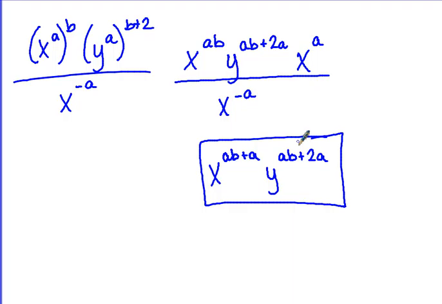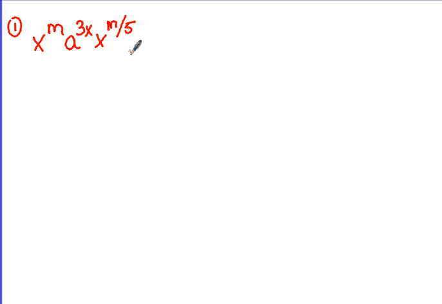I'm going to write 2 more examples on the board. One is just strictly using like bases, and the other one is raising a power to a power. So go ahead and work these 2 out on your own. The first one, we have x to the m, a to the 3x, x to the m over 5, a to the x over 2.